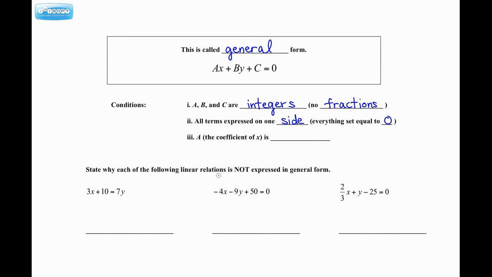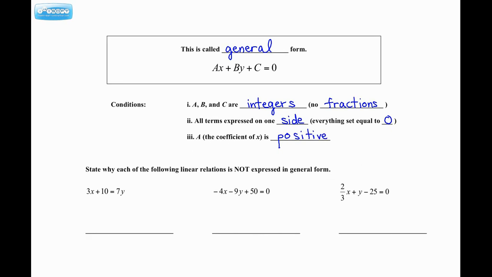The third one, it's quite minor, and I don't know why this is in there, but it is. A, that's the coefficient, the number multiplying the x, should be positive. So if it's negative, well, you'll see how to deal with that in a minute.